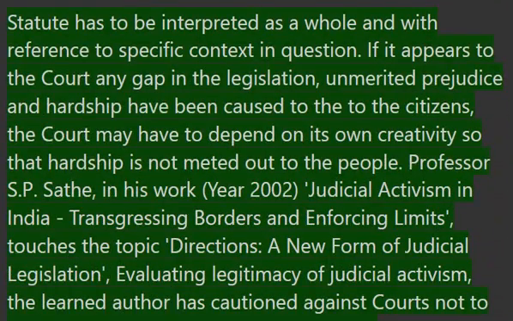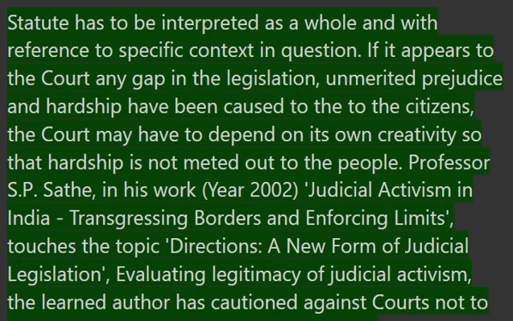Statute has to be interpreted as a whole and with reference to specific context in question. If it appears to the court any gap in the legislation, unmerited prejudice and hardship have been caused to the citizens, the court may have to depend on its own creativity so that hardship is not meted out to the people.